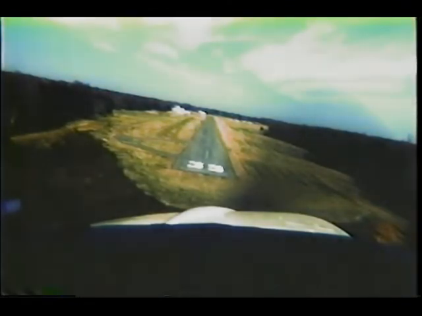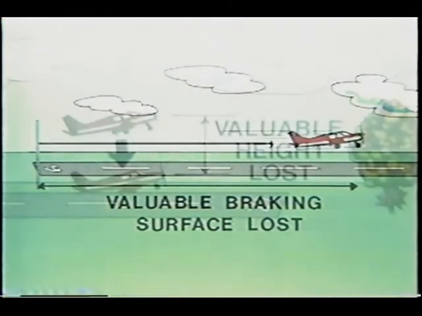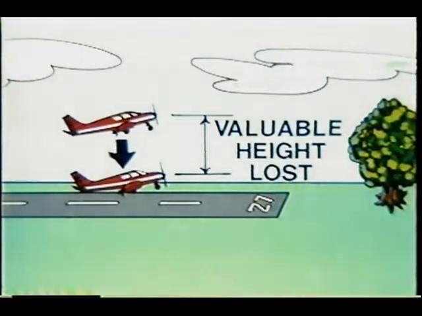You see, the whole motivation during an approach is to land, not to go around. But every second given to a bad landing can mean double trouble to an eventual go-around attempt. First of all, you're wasting valuable braking surface, but valuable height is also being lost by delaying the go-around decision.